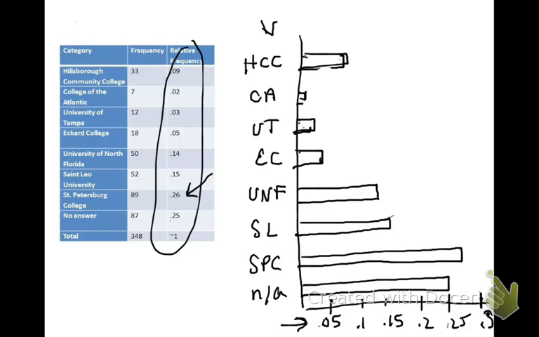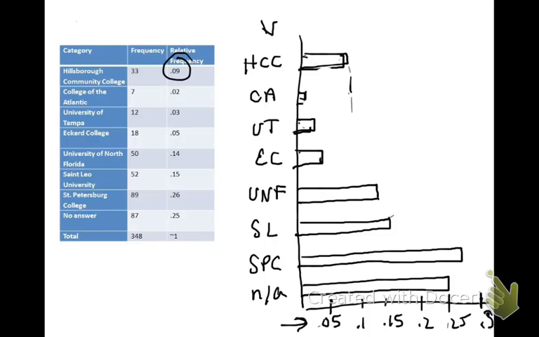The bar lengths correspond to the relative frequencies. So if we look at Hillsborough Community College, it had a relative frequency of 0.09, and I've tried to take this bar and line it up the best I could with 0.09 right down here. You'll find the same is true for each of the other categories. For instance, St. Pete College had a relative frequency of 0.26, and I've tried to line that up as best I could down here.